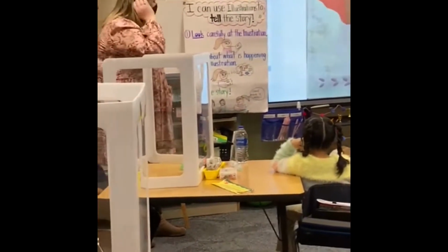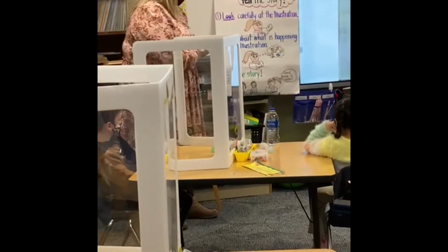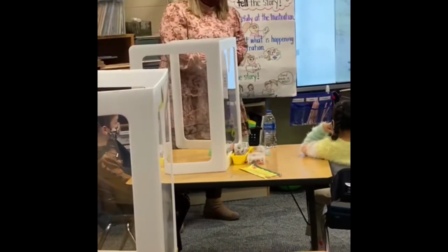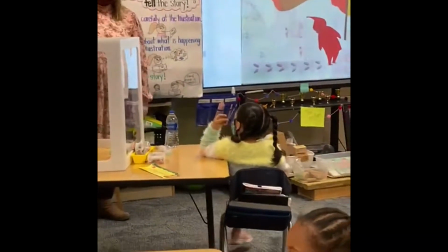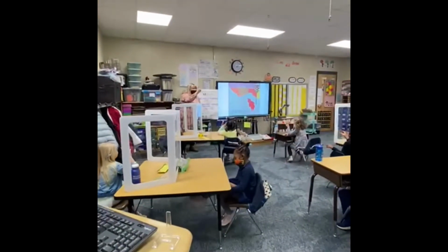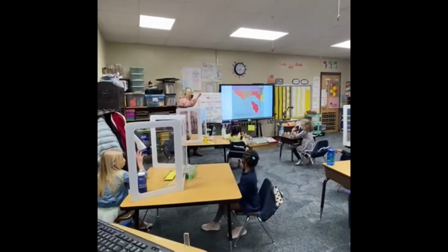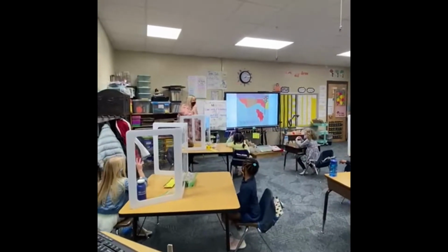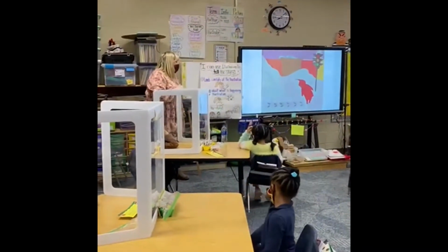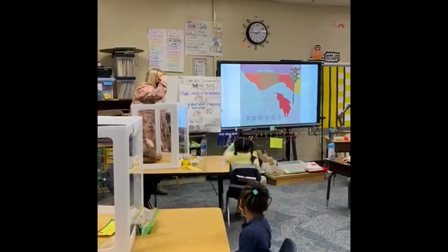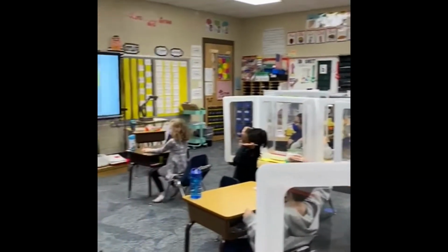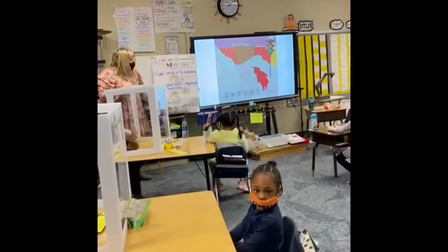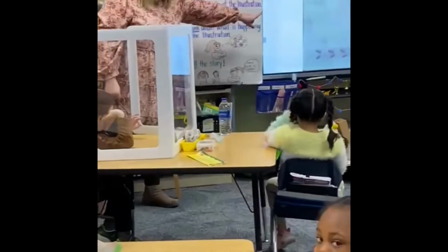So, when we are looking at our illustrations to tell the story, we're going to follow these 3 steps, okay? Everybody put up 3 fingers. Say 3 steps. Good, okay. So, listen to Mr. Rand. The first step is we look. Show me how you look. We look carefully at the illustration. Our little girl is looking at her book. We are looking at our picture on the screen.